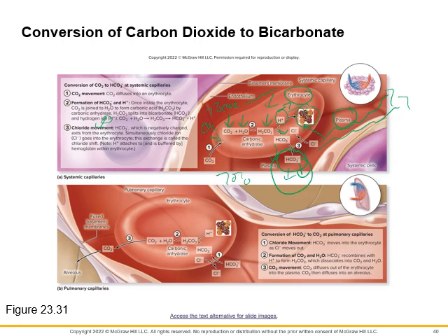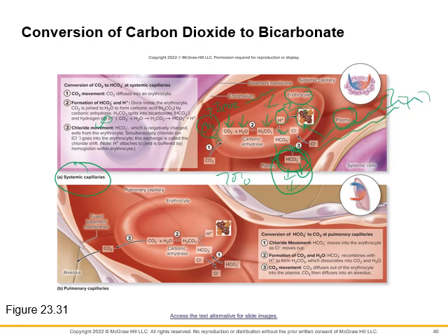You may or may not remember the bicarbonate buffer system. The whole reason we're breaking down CO2 into bicarbonate is that it can buffer pH changes in your blood. So this is at the systemic. We're picking up the oxygen, we're transforming it into this bicarbonate.